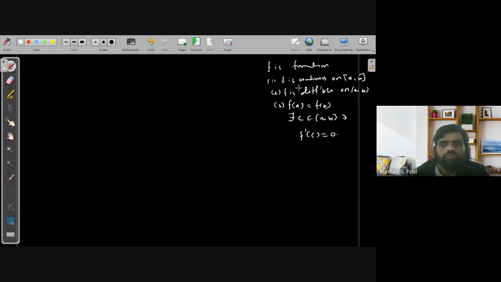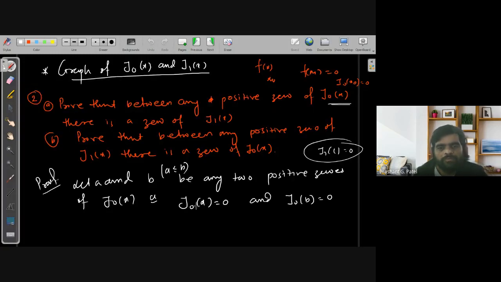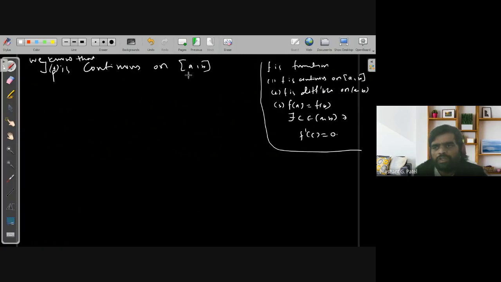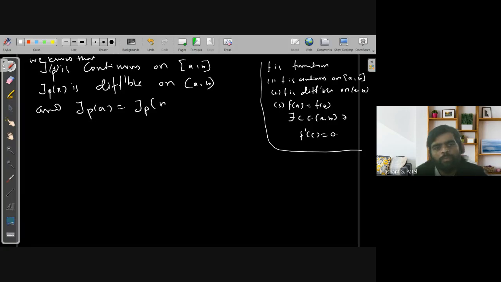To use this Rolle's mean value theorem for the first statement, we know that this function J0 is a continuous function on the closed interval [a, b]. We know that because it is expressed as a power series. So J0 of x is continuous in the interval and differentiable on the open interval (a, b). And the third one is J0 of a is equal to J0 of b equal to 0. So it satisfies all three conditions of Rolle's mean value theorem.